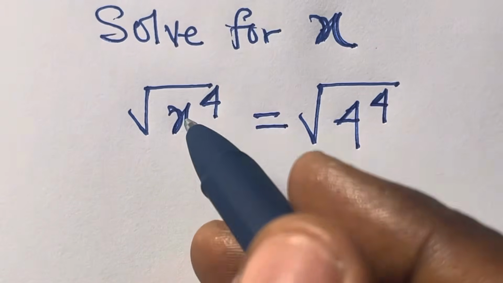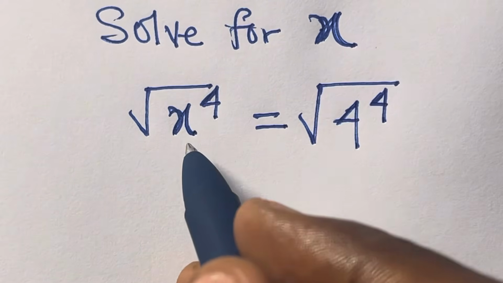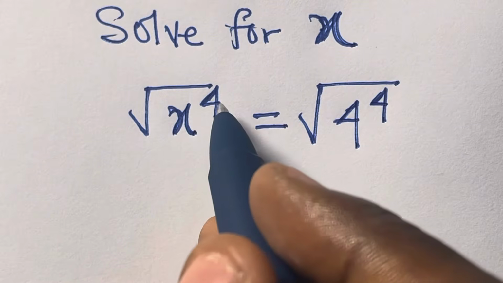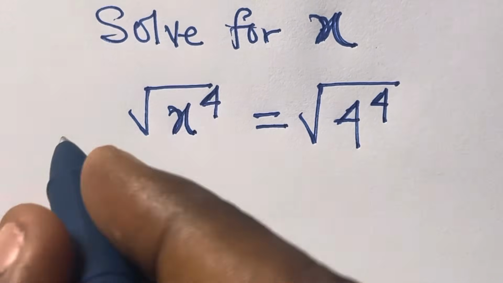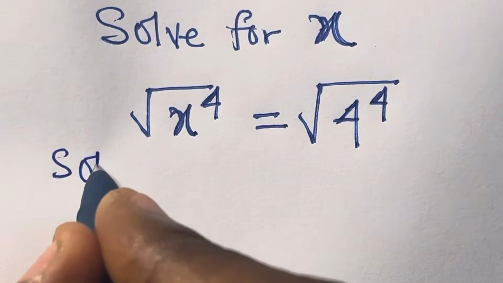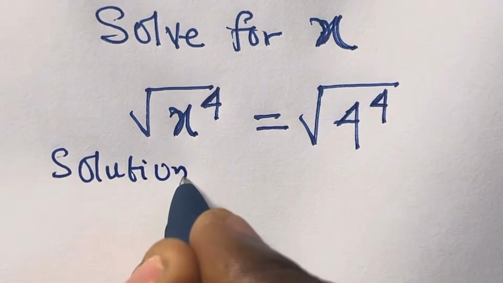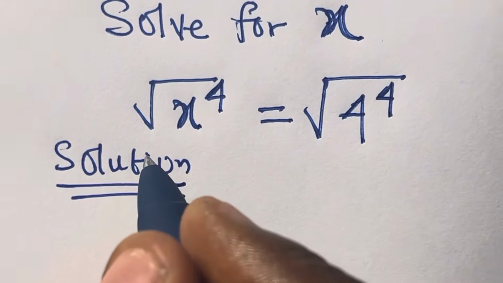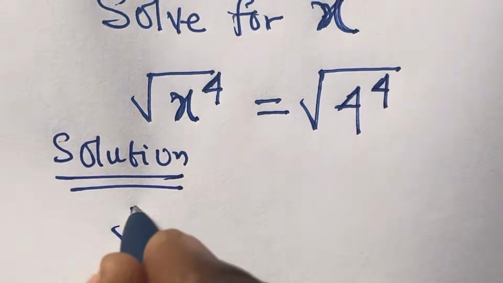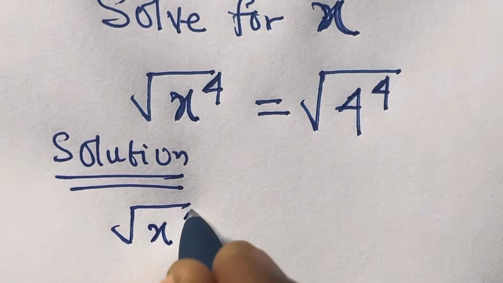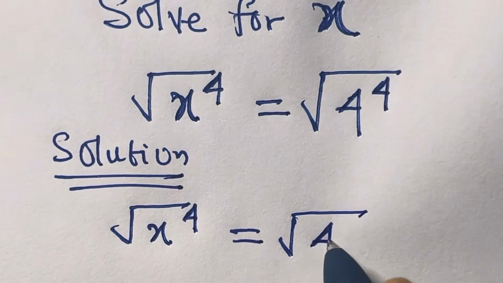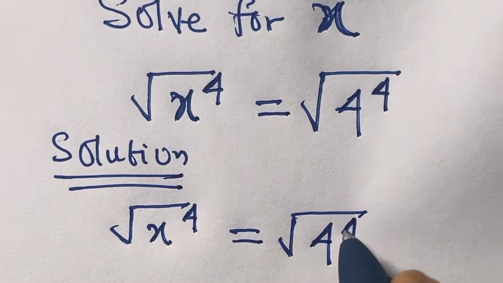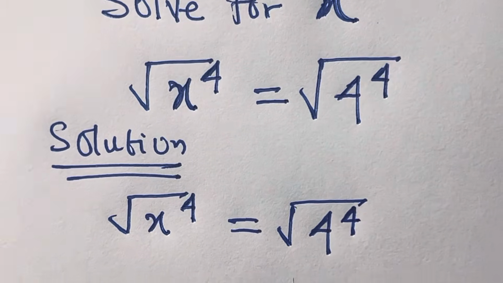Hi guys, we want to solve for x in the square root of x raised to power 4 equals the square root of 4 raised to power 4. That's a solution. What do we have? We have x raised to power 4 equals 4 raised to power 4, under the square root.